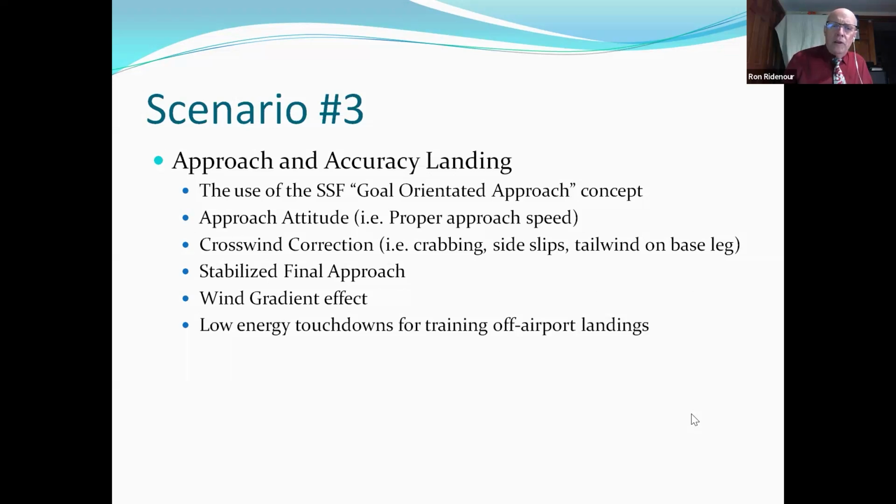But the idea behind the goal-oriented approach is to make sure that you fly safely and don't try to always fly the same pattern, so to speak, no matter what your altitude. And so really try to adjust the pattern such that you can get to the goal at the appropriate spot.